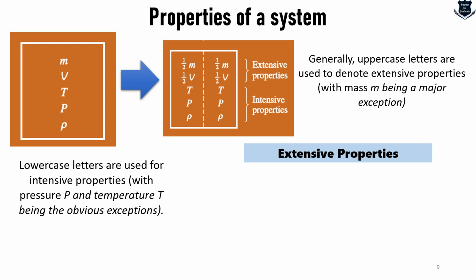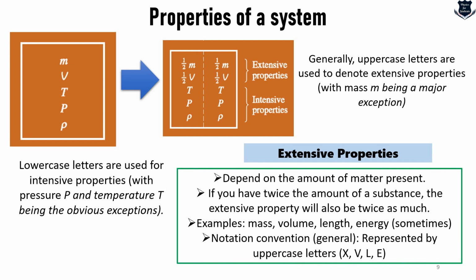Now there are some features which are very important for extensive properties. You can just go through these, they are very important. They depend on the amount of matter present. If you have twice the amount of the substance, the extensive property will be twice as much. Examples are volume, length, mass, and energy sometimes. The notational convention is generally represented by capital uppercase letters, but as I told, pressure and temperature are the exceptions.